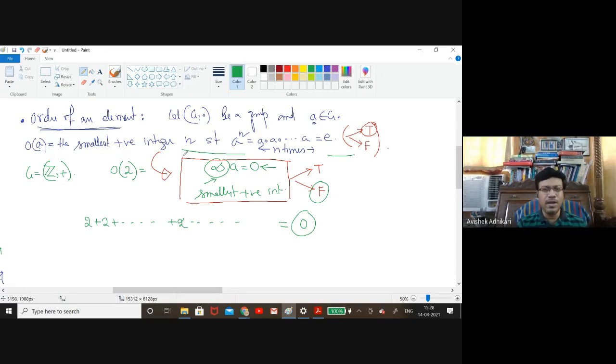Anyway, so now I think the order of an element is quite clear to all of you. Is it? Do you have any question? Please tell me if you have any queries or questions. Now tell me what is the order of 1 in Z plus? What is the order of 1?